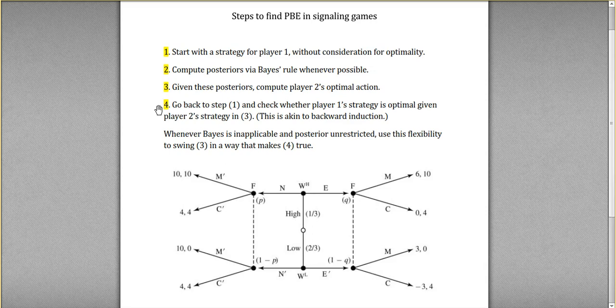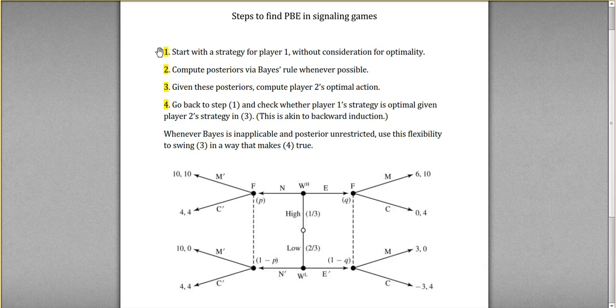So should I do A and get that utility, or B and then get this utility? That's going to be essentially figuring out what is optimal for player 1 to do, anticipating player 2's response. It's like a backward induction. And we'll compare that to the strategy in step 1. And if they match, then we have verified the optimality, and everybody's optimizing, everybody has rational beliefs, and in that case we have found a perfect Bayesian equilibrium.